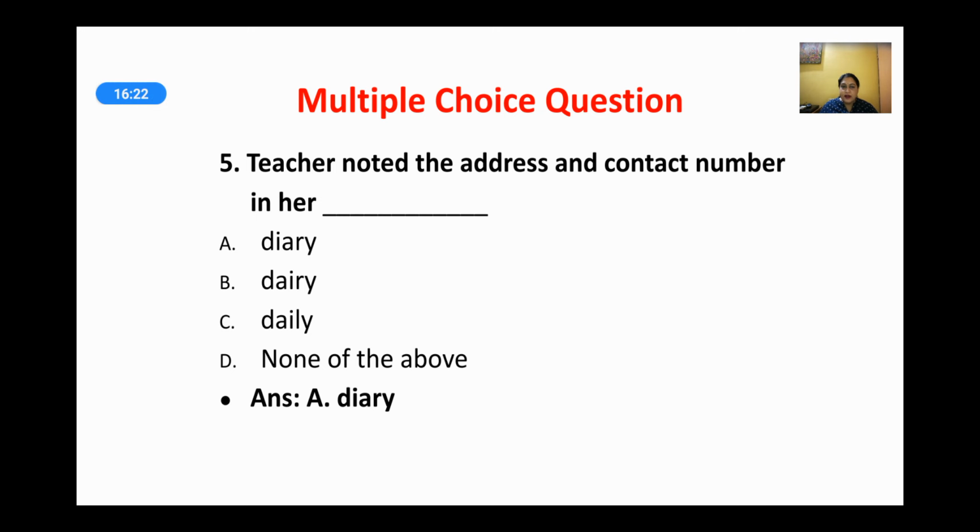Teacher noted the address and contact number in her diary, daily, or none of the above. Of course, remember the two pictures that I had provided there. The clear answer is answer A, DIARY. And what is the meaning of the other word, dairy? Milk enterprise, or the milk products.